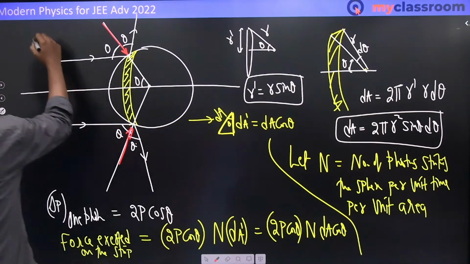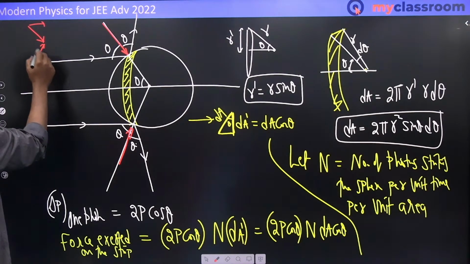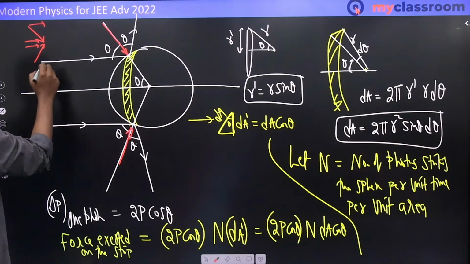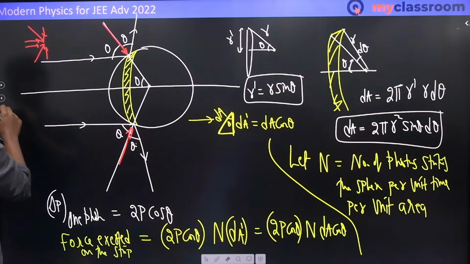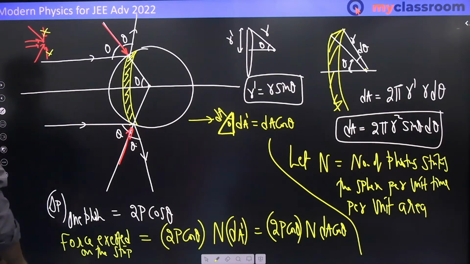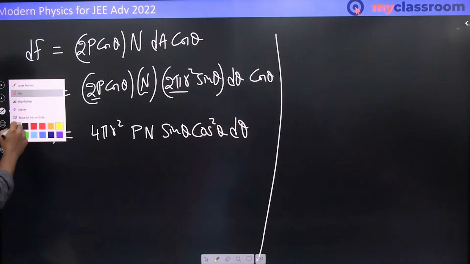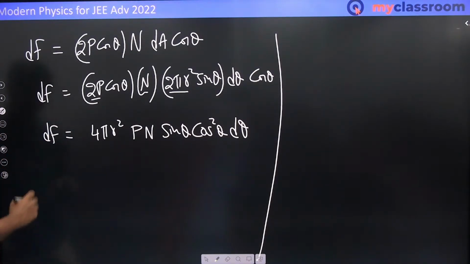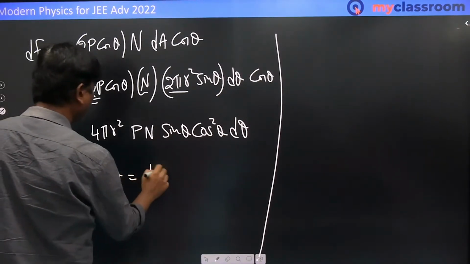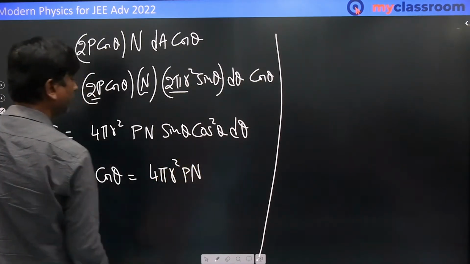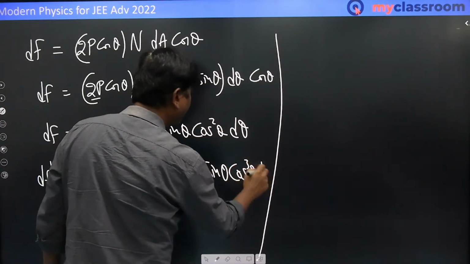So here, suppose if this is a force and here this is a force, okay. So these vertical components will get cancelled, and horizontal will be remaining. So for all those, horizontal only will remain there. So that is why the total force, it is not dF, rather dF dash is equal to dF again cos theta only. So you will be getting 4 pi r square p n, okay, sin theta into cos square into cos cube theta d theta.